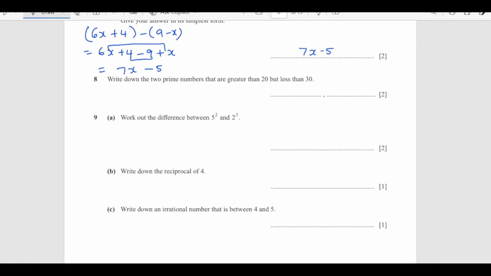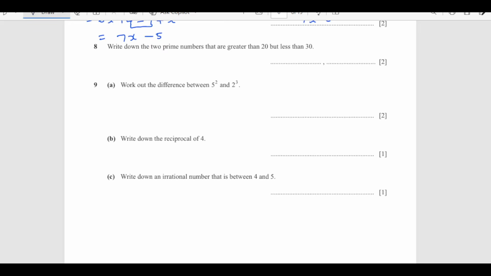Now number 8, write down the two prime numbers that are greater than 20 but less than 30. So as you can see, the prime numbers between 20 and 30 are 23 and 29. So these are the numbers that are only divisible by the number itself and 1. So these are the two numbers that can be written here.